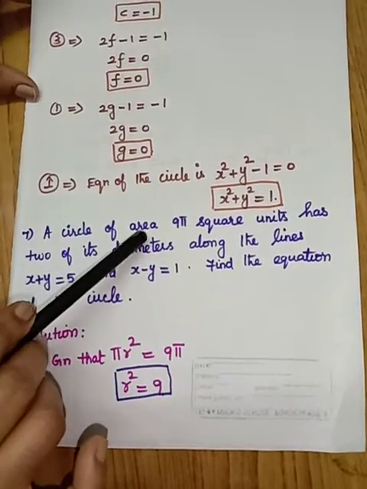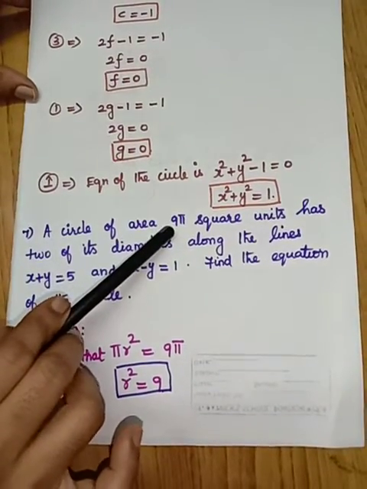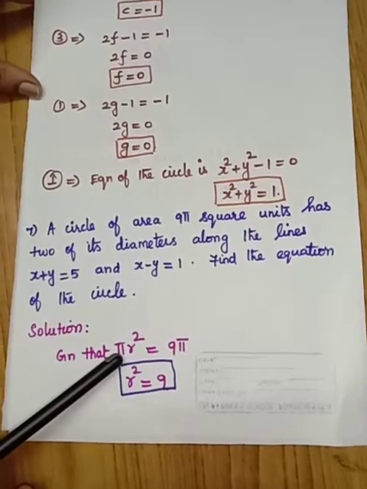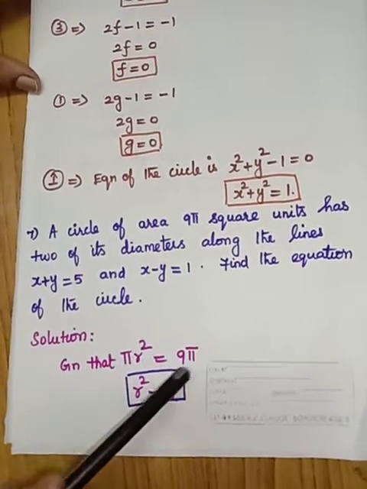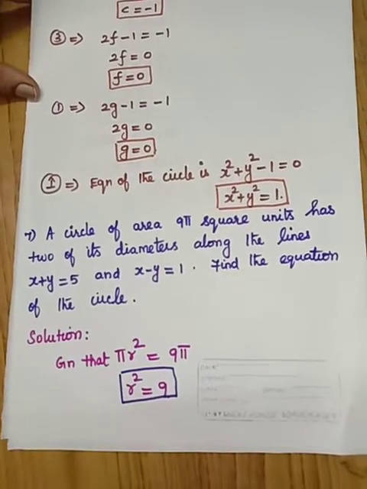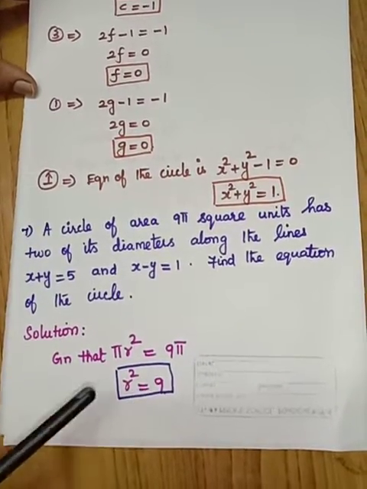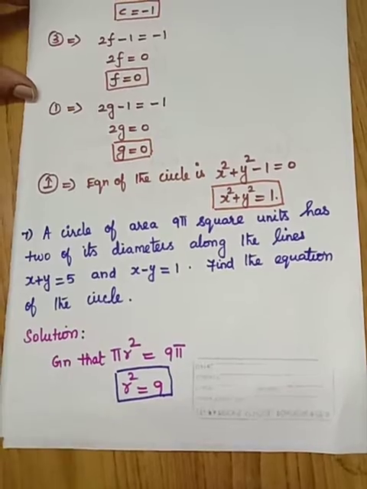So first, what is given? Circle of area 9 pi. What is the area of the circle? It is pi r squared. Pi r squared is equal to 9 pi. Pi getting cancelled. So r squared is equal to 9. So what we got? We got the result in terms of the radius.